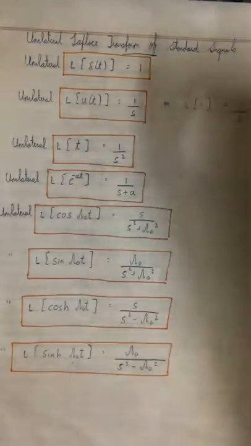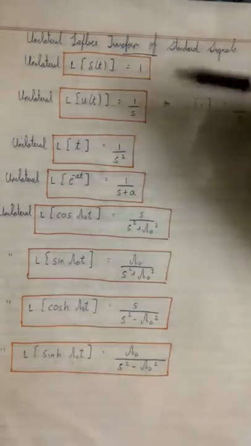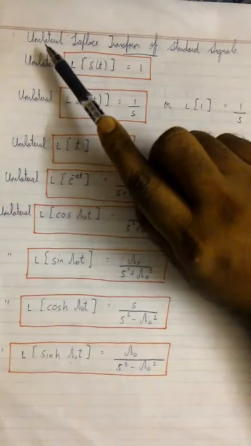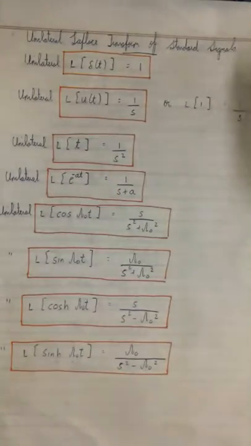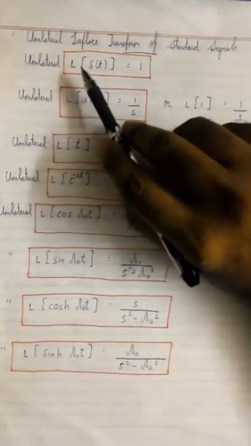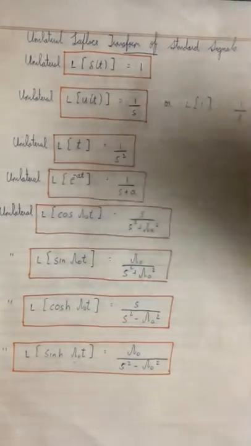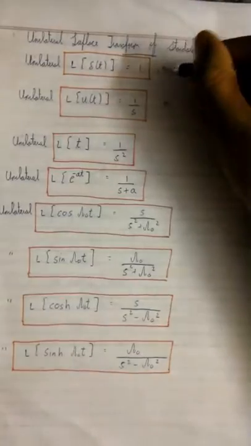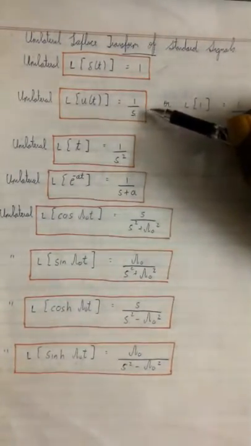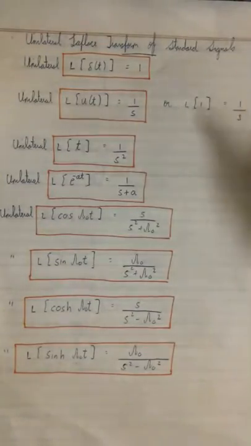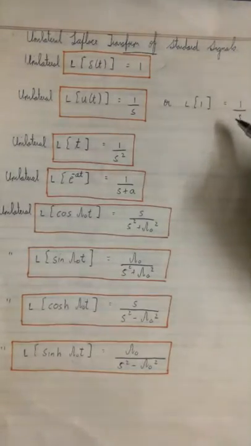So here the unilateral Laplace transform of some of the standard signals is shown. This is a unilateral Laplace transform, that means the integration starts from 0 to infinity. For example, the Laplace transform of delta of t is equal to 1. This is the first equation you have studied. The second equation is the Laplace transform of u of t is equal to 1 by s. Or in other words, the unilateral Laplace transform of number 1 is equal to 1 by s.